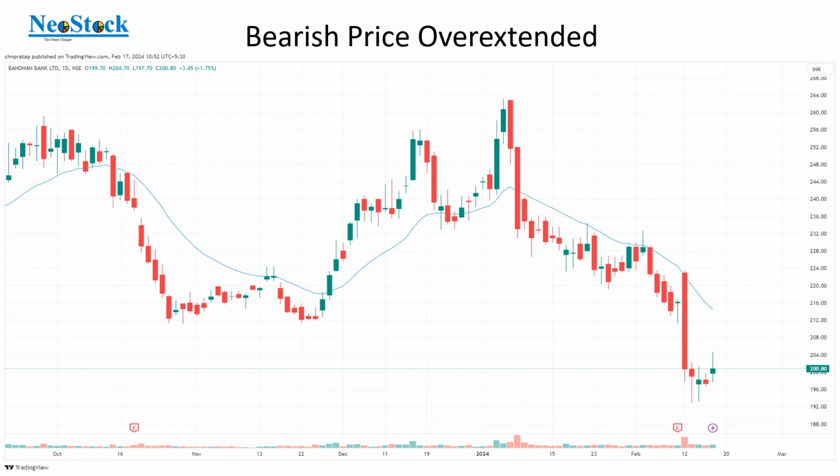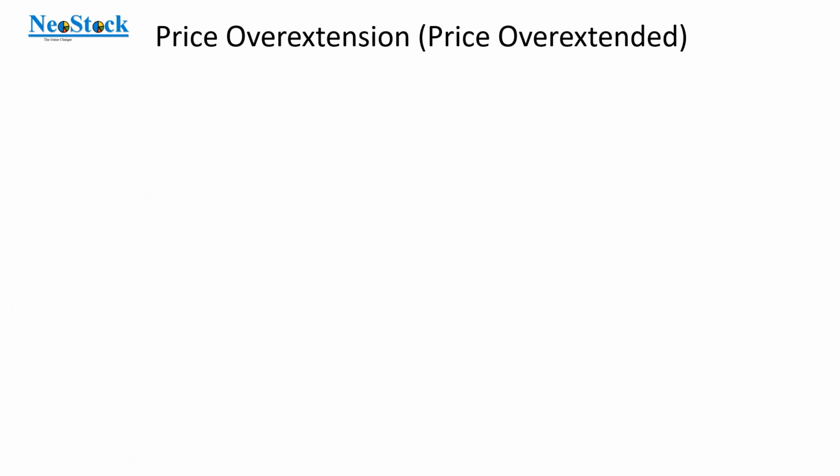But whatever it is, you always see overextension in two types. The first one is bullish and the second one is bearish. This is the bearish overextension or bearish price overextended. And the next very important points, please concentrate. These are practical points, and they will help you in your trading, especially positional traders or swing traders.